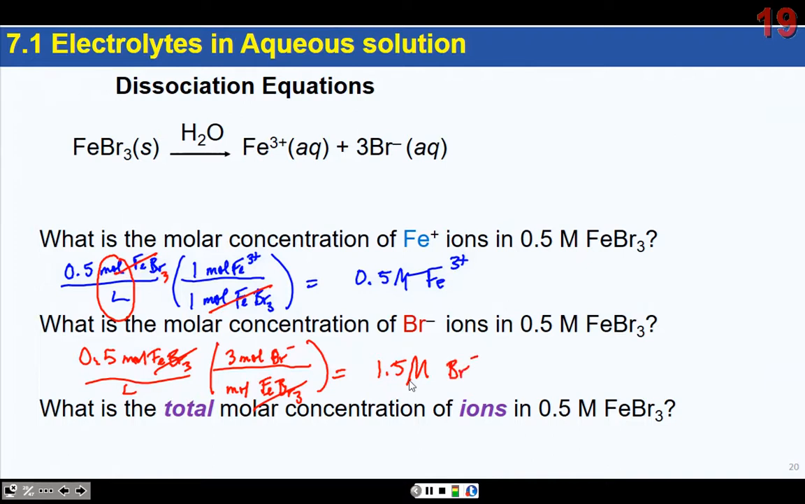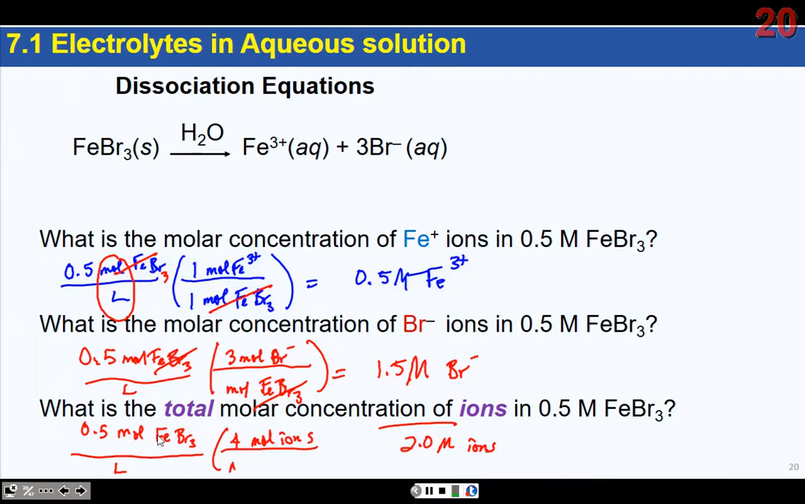So the total molar concentration of ions would be the sum of the 2, or 2.0 molar ions. But you could do it the same way as I did on the previous example: 0.5 moles of iron 3 bromide per liter, and there are 4 moles of ions total per mole of iron 3 bromide. You have to remember what your polyatomic ions look like, or you'll get fooled. In this case, there weren't any. In the other example was sulfate. The sulfate is sulfur and 4 oxygens without any separation of those.